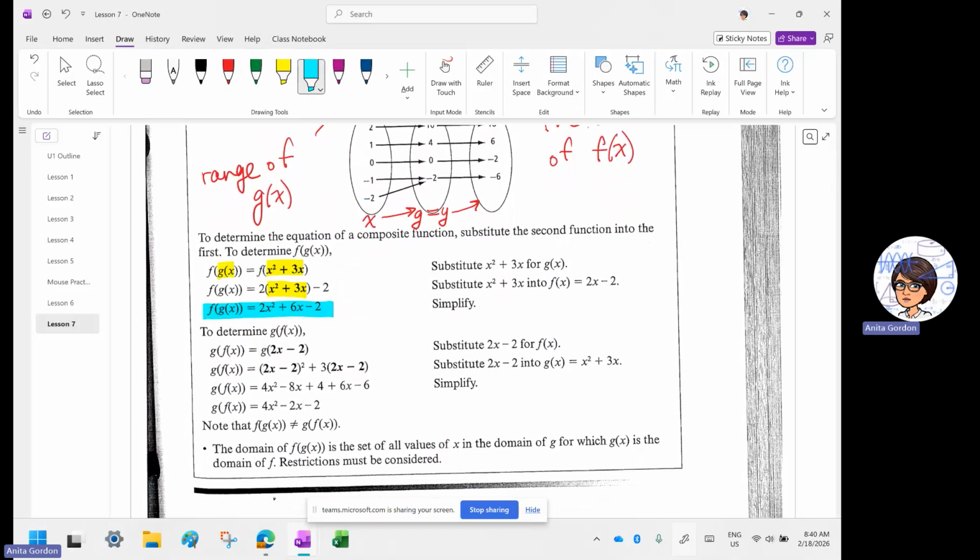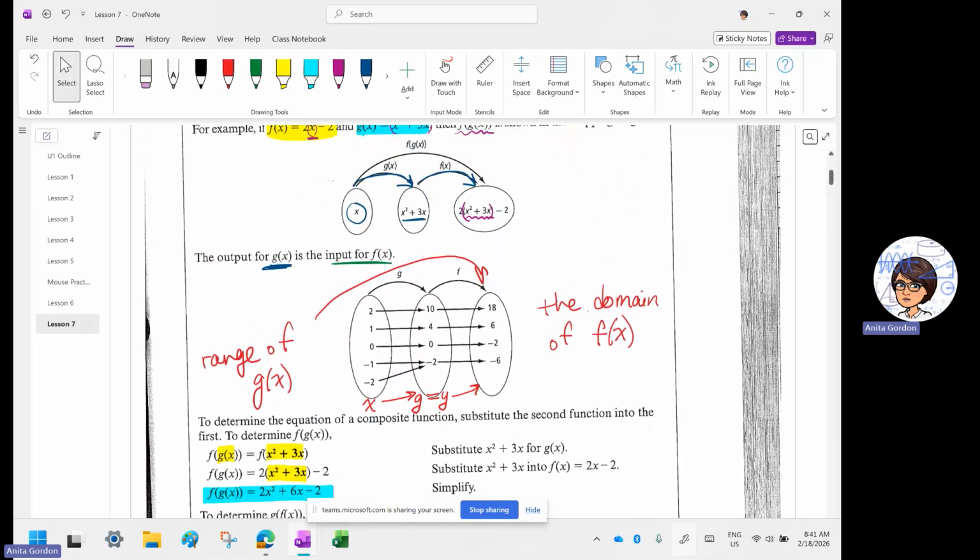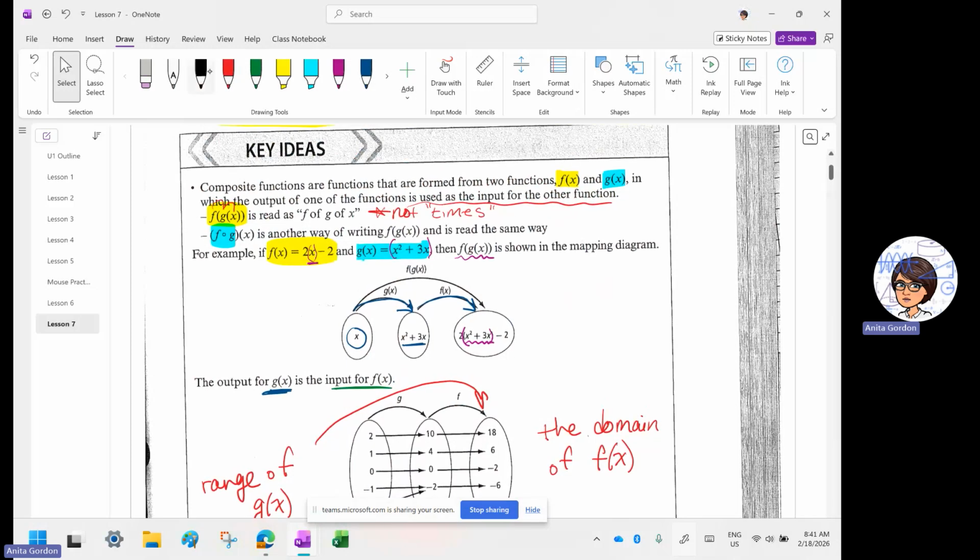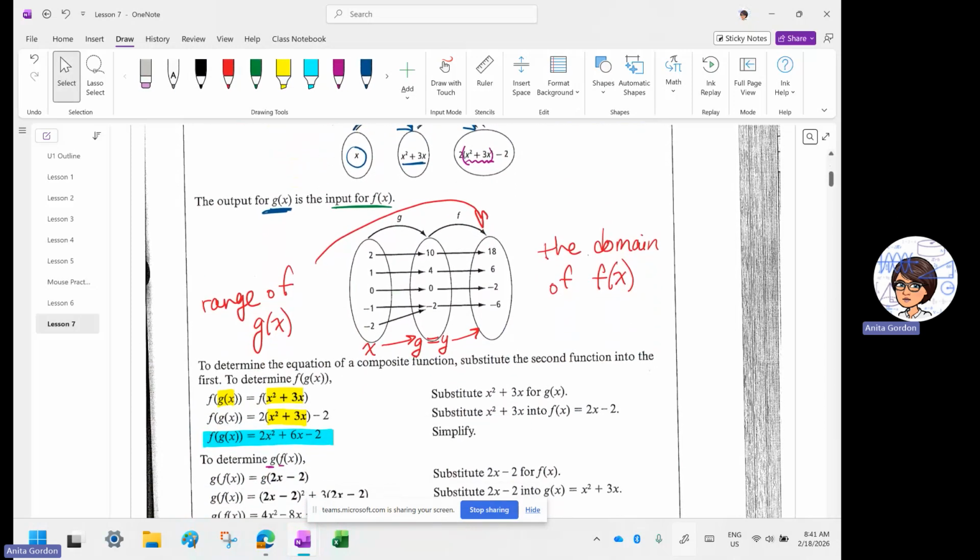You can do this in any order. Sometimes the question will ask you, what is g of f of x? Meaning, what happens if we put the function f into the function g? Now remember, let me just go up here. g had two x's in it. It had an x squared here, and it had a 3x here. You're replacing every single x with the new function.